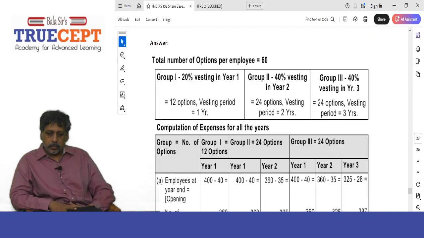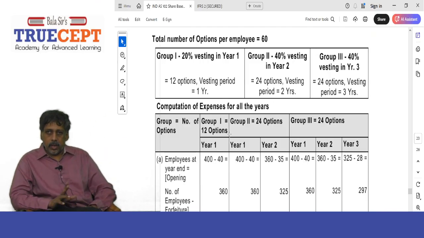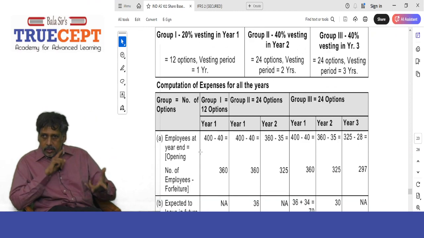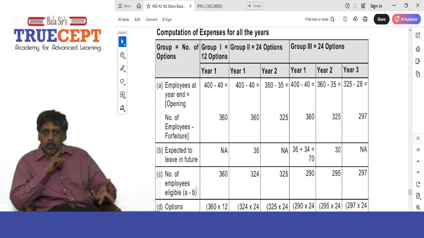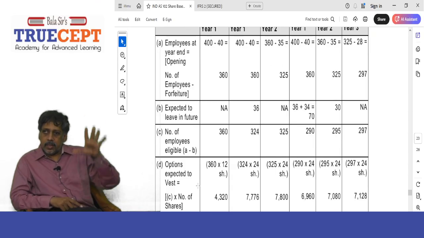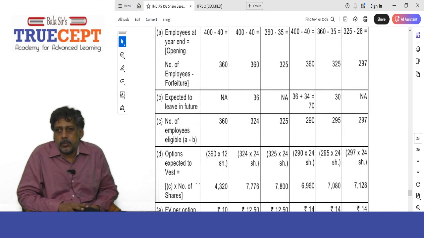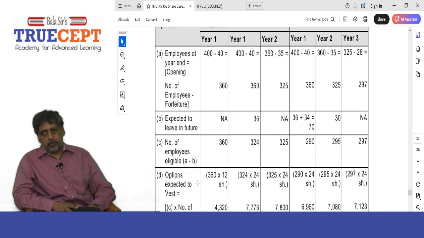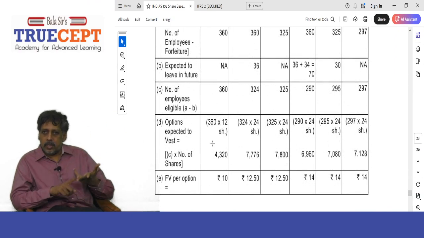And then the computation of expenses. We are going to compute the expense for year 1. For G1, I will take only 360 employees, into 12 options each. That will work out to 4,320 options that would have vested. That into rupees 10 per option, the value. That into 1 by 1. Why? Only 1 year, no? 1 by 1. That means to be expensed in the first year. What is 4,320 into rupees 10 into 1 by 1? 43,200. You find that number?